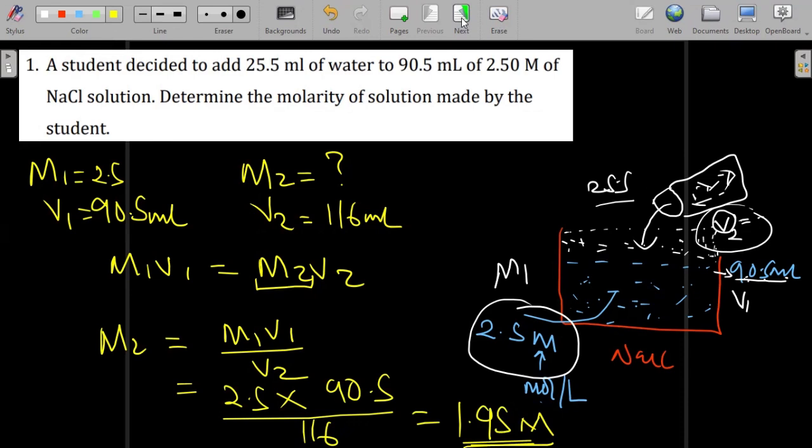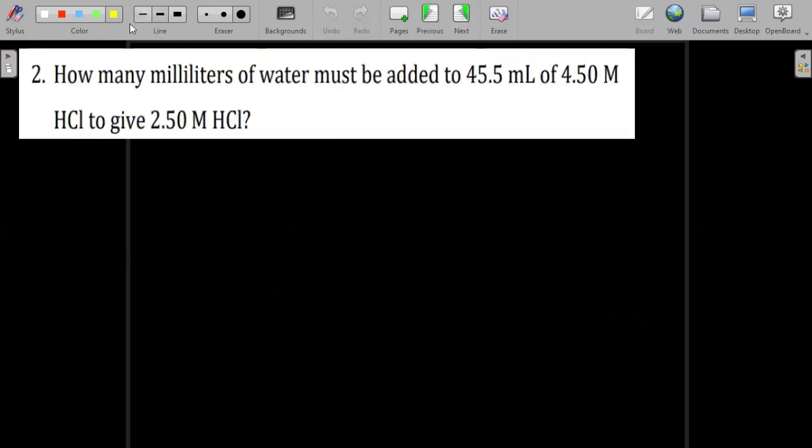So let's look at question 2 next. Question 2, they're saying how many milliliters of water must be added to 45.5 milliliters of 4.5 molar hydrochloric acid to give a concentration of 2.5 molar. So it's similar to the scenario that we had there. Here we are just finding how much water will be added. Remember on question 1, we were finding the molarity of the final solution, but here we've been given the molarity of the final solution, and we want to find how much water was added.